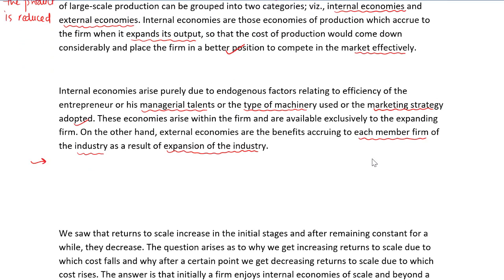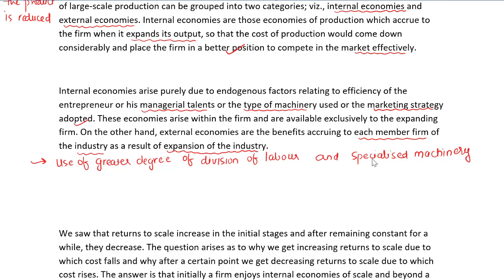You can write over here: use of greater degree of division of labor and specialized machinery at higher levels of output are generally termed as internal economies.